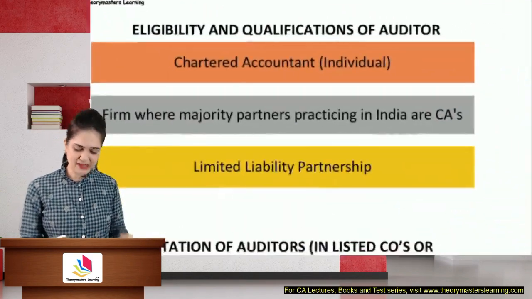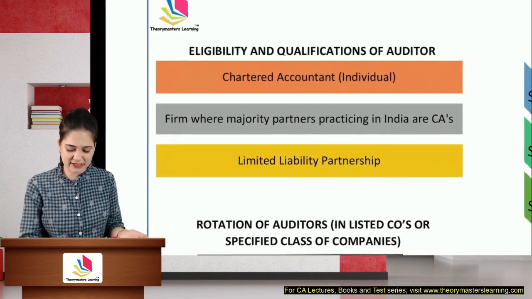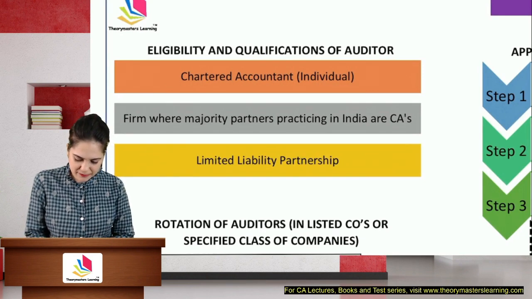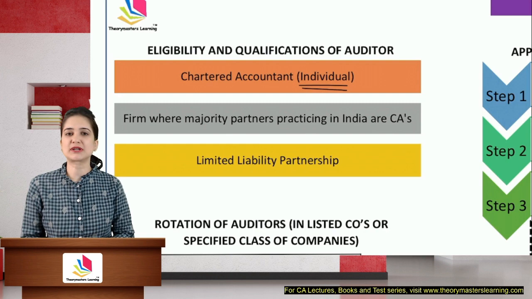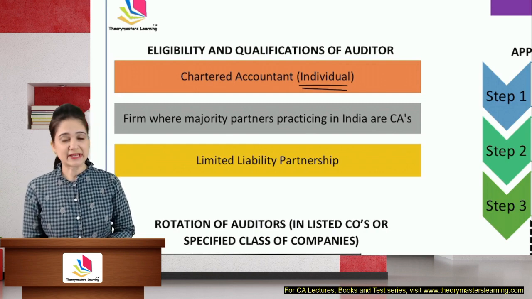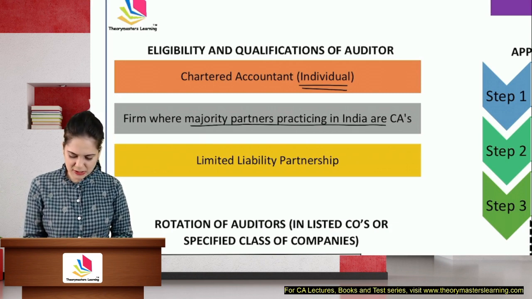Now, who can be appointed as an auditor of the company? So what is the qualification? What is the eligibility of auditor? If you wish to appoint an individual as an auditor of the company, then he should be a chartered accountant practicing in India. If you wish to appoint a firm, then in that firm, majority of the partners practicing in India must be chartered accountants.